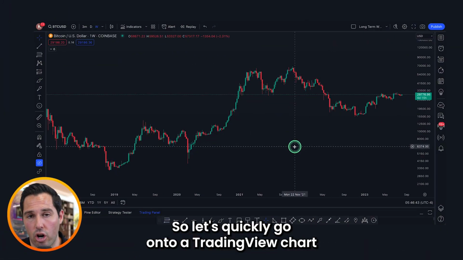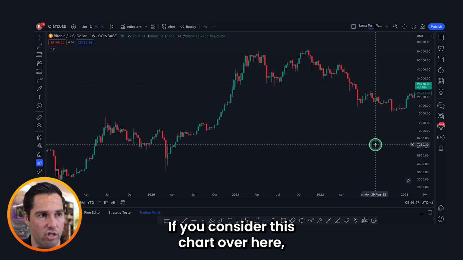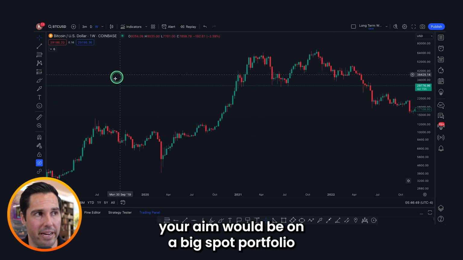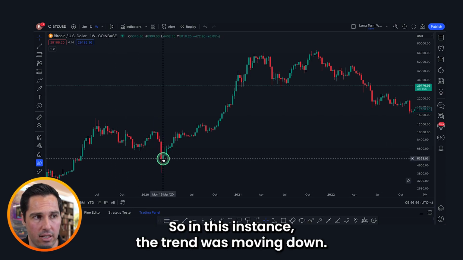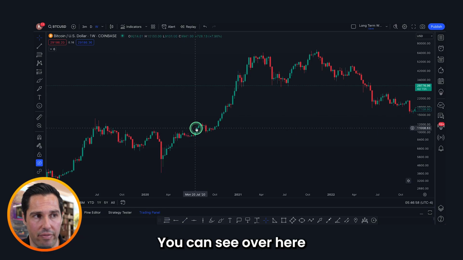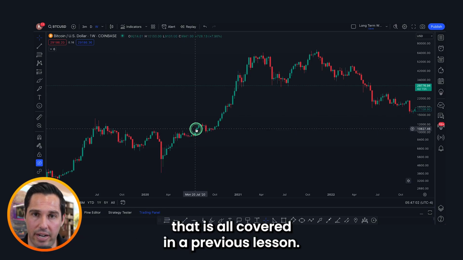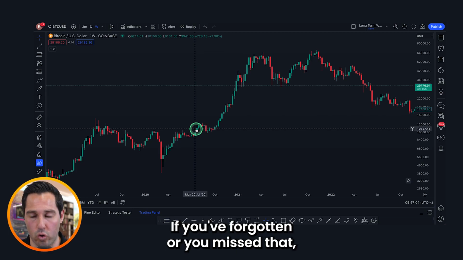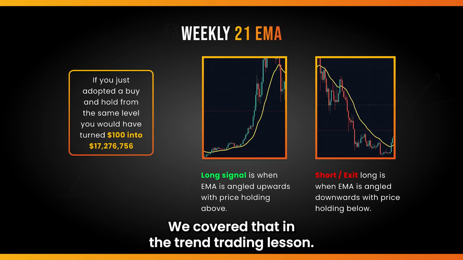Let's quickly go onto a TradingView chart just to give you a better example. If you consider this chart, your aim on a big spot portfolio would be to get in once the trend shifts from down. In this instance, the trend was moving down. You can see over here, we started to break structure towards the upside. That is all covered in a previous lesson. If you've forgotten or you missed that, please go back and watch that. We covered that in the trend trading lesson.